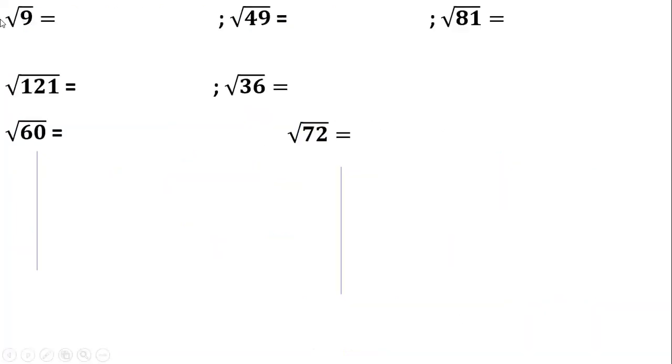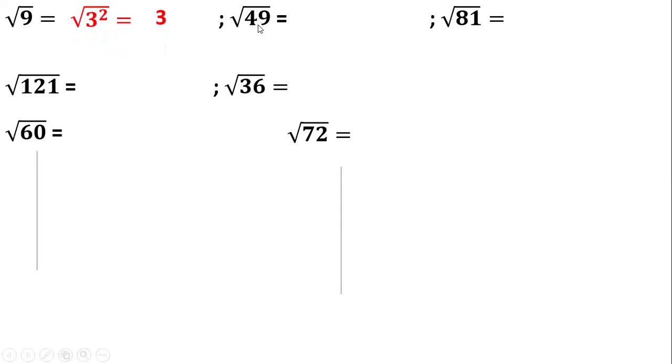Now I have radical 9. 9 is not squared, but is 9 a perfect square? Can we write it as a number squared? Yes. 9 is written as 3 squared, so I will have radical 3 squared. The square cancels the radical, and the root is 3.